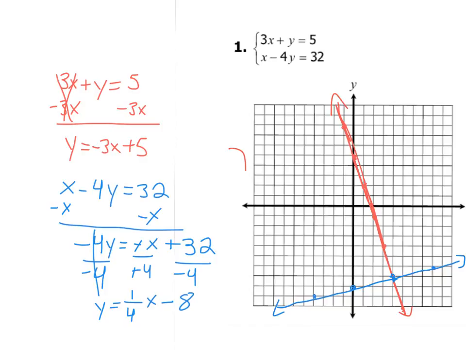So what would the solution be? It's going to be this point right here, which, if we look at our coordinate plane, that point is at positive 4, comma, negative 7. So the solution is going to be 4, comma, negative 7. And that would be the solution to your first system of equations.